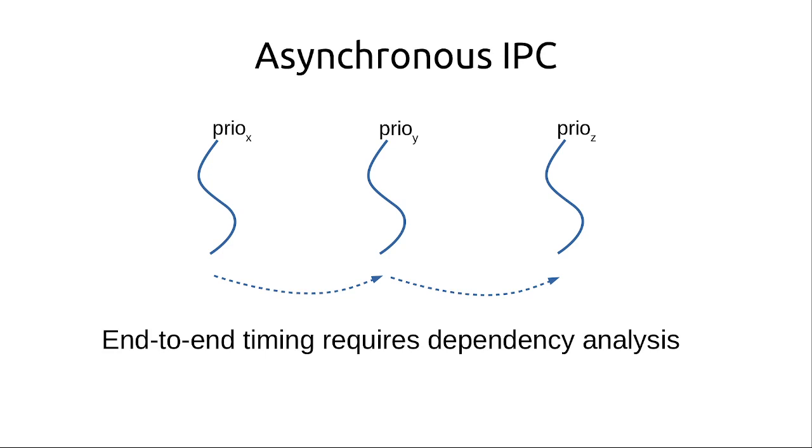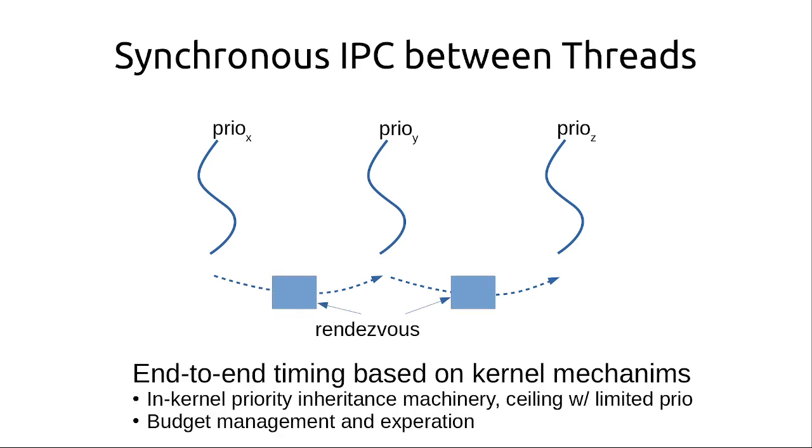It's not that synchronous IPC is inherently better, but a lot of microkernels have gone in that direction for a lot of functionality. And what does that look like? Well, we typically do synchronous IPC between different threads. So again, we have these 3 threads in the system, and now instead of sending asynchronous messages, we rendezvous on some sort of an endpoint between threads.